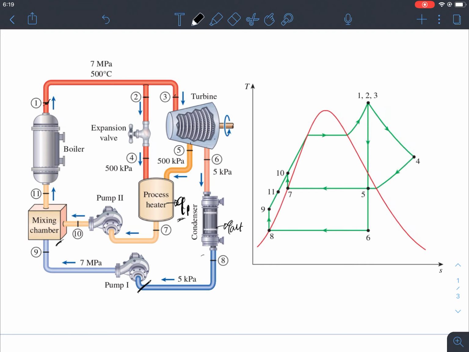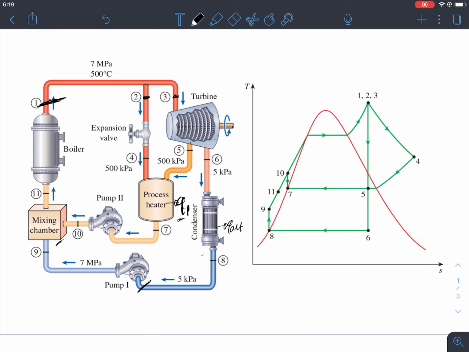So the basic modification is right here, in the boiler exit. In the boiler exit we are taking two outlets. One is to the turbine, one is to process heating. So if we look at the TS diagram, then starting from 1, we'll see 1, 2, 3, all of them are the same point.